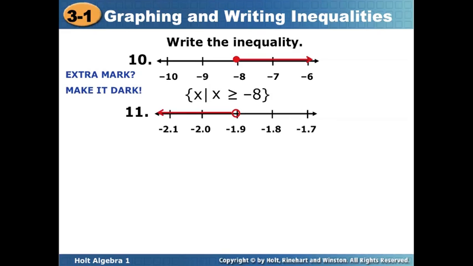Example number 11. Copy this graph to your paper. Set up your set notation. It's the set of all x's such that the variable x, this time it will be less than but not equal to. That's an open circle, so we will not have it equal. -1.9 will be the value. So this is our answer, the set of all x's such that x is less than -1.9.